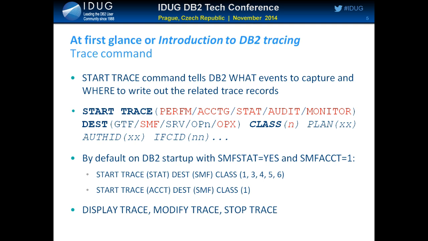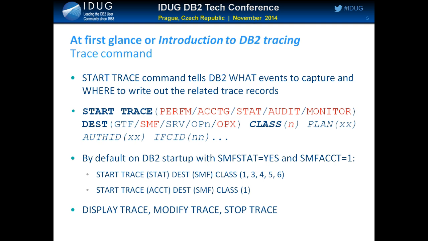Then you say what the class is. Class is just a group of traces, so we'll cover that. This presentation is very much based on the classes, because I don't believe that anybody is really interested in a specific IFCID. More people are interested in the classes. And there are some restrictions, if you want just some specific plan or specific authID, not everything.